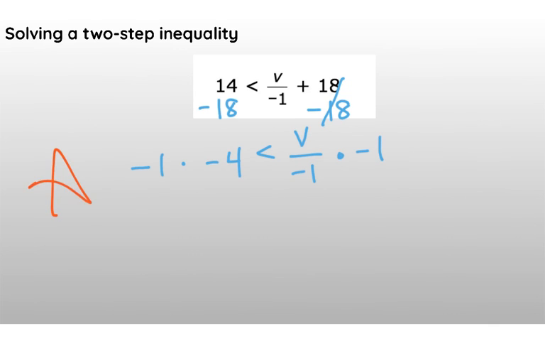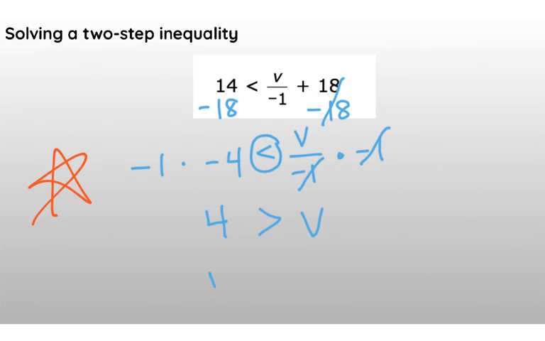Again, a bell goes off in your head. I'm multiplying by a negative number, which reminds me that I really must switch the sign when I do that. On the right, I'm going to simplify it because the negative 1's cancel out. So I'm left with v. And then again, I am going to flip that sign. So v is now less than instead of greater than, and it's negative 4 times negative 1, which ends up being a positive 4.